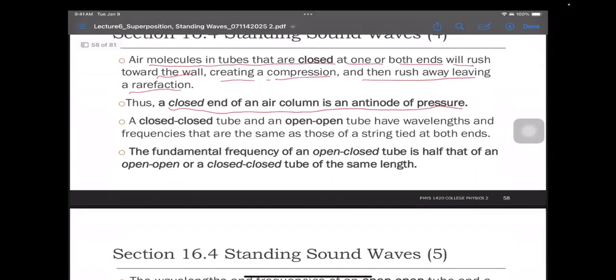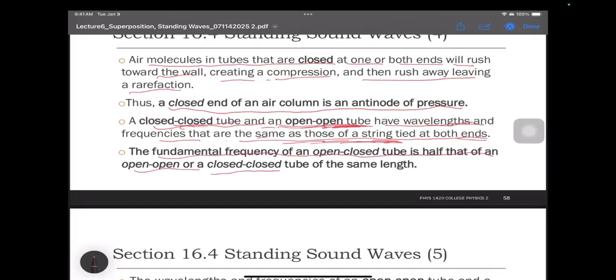Yeah, like a closed tab, which means two ends are closed, and an open tab, which means two ends are open, have wavelengths and frequencies that are the same as those of a string with both ends fixed. Yeah, those two are just similar to a string. And the fundamental frequency of an open-closed tab is half that of an open-open or a closed-closed tab of the same length.